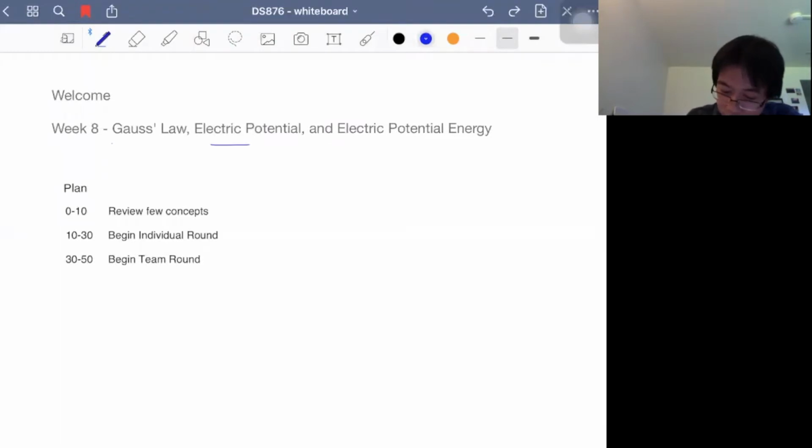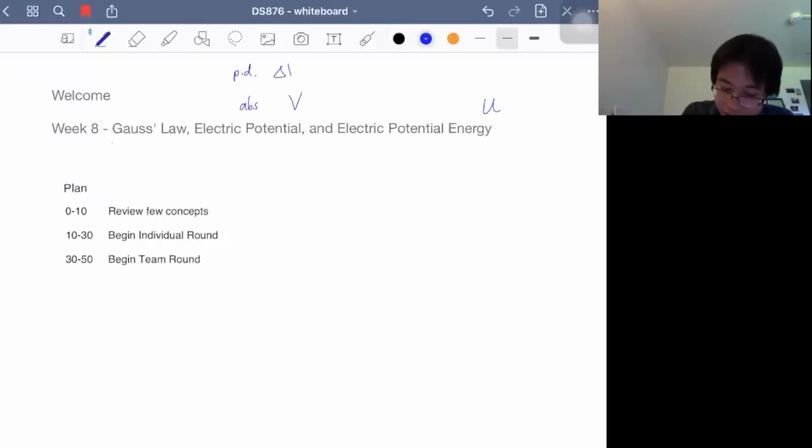In particular, I do want to mention the difference between these two. Please pay attention. Potential is not the same as potential energy. One is symbolized with V, one is symbolized with U. Also, we talk about absolute potential and potential difference, sometimes abbreviated as PD.